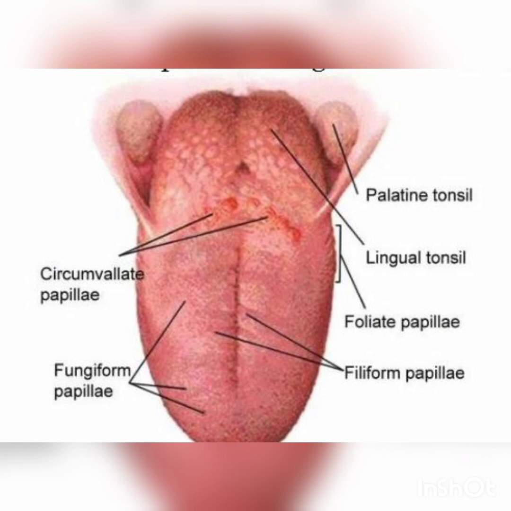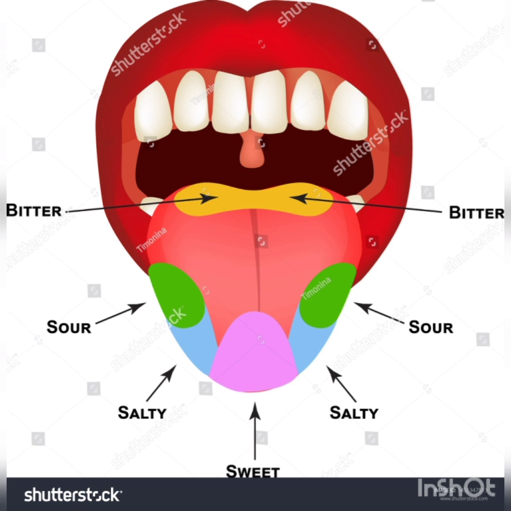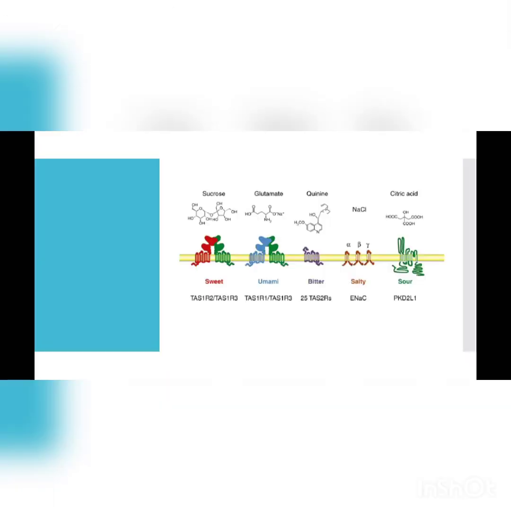Then we can look at the types of taste buds. We have taste buds that are able to perceive sweetness, saltiness, sourness, bitterness, or umami, which is also known as savory. Examples given in the diagram: for sweetness, there's sucrose; umami, glutamate; bitterness, quinine; saltiness, sodium chloride; and sourness, citric acid.